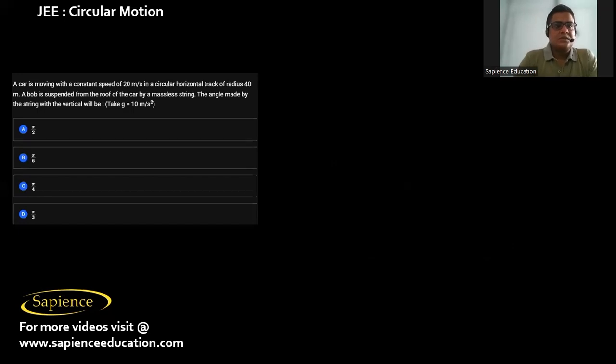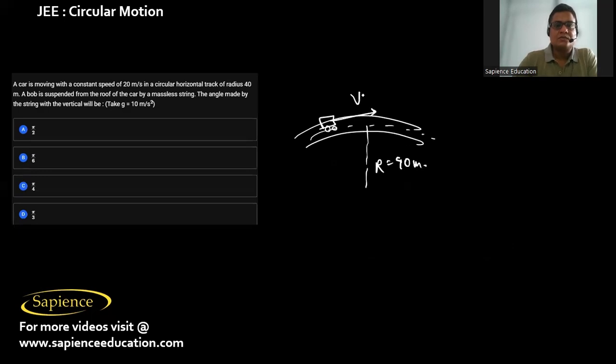Then here it is told a car is moving with a constant speed on a horizontal circular track of radius 40 meter, and it is moving with a constant speed 20 meter per second. A bob is suspended from the roof of the car by the massless string. So the angle made by the string with the vertical will be theta. So this theta we have to find out.